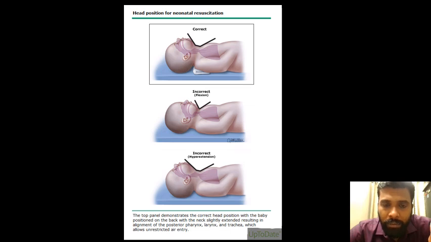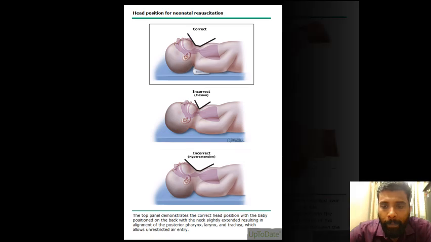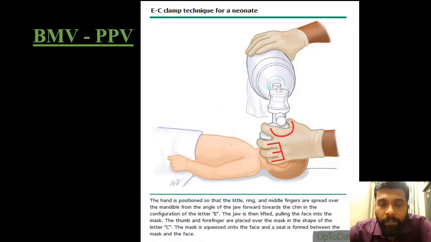The second picture shows the excessively flexed posture, which is incorrect, and the third picture shows the excessively extended, that is hyperextended, position, which is also not correct. With the correct position, there will be an alignment of the posterior pharynx, larynx and trachea, which helps in unrestricted air entry. And when you have to give positive pressure ventilation, the first line is definitely bag and mask ventilation.